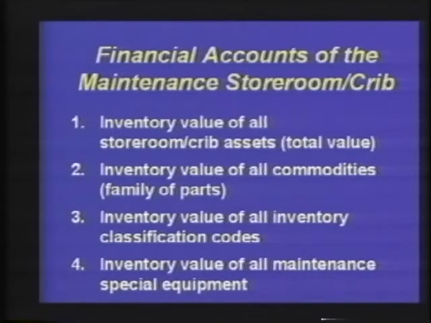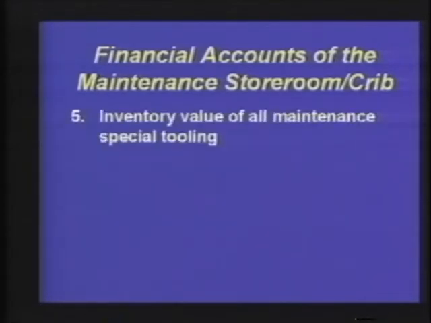And that is equipment that is owned by the company. Step 5 is the inventory value of special tooling. And again, it's the tooling that is owned by the company. Number 6 is the results of the cycle counting program.